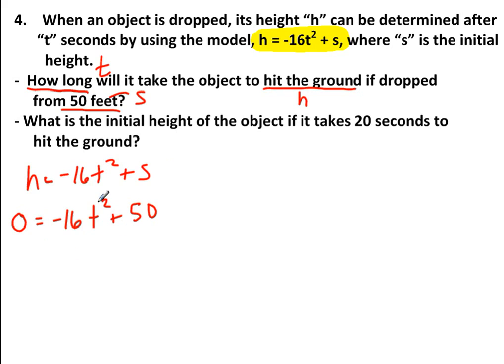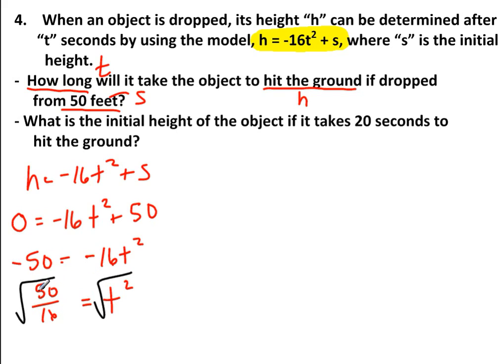So now, because I just have one t, I don't have t squareds and t's, I'm going to subtract 50 from both sides. Okay. I'm going to now divide by negative 16, so I'm going to get a positive 50 over 16. So next, to solve for t, I want to take the square root of both sides. And I don't have to worry about reducing it because it's not my final answer. So t should equal plus or minus the square root of 50 over 16.